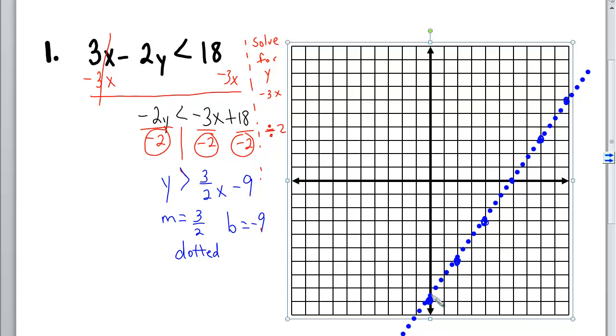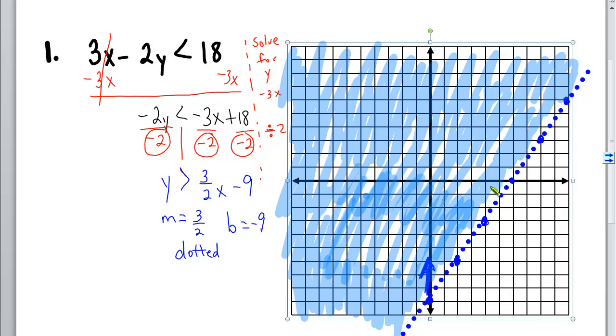You always start at the beginning ordered pair, which in this case is negative 9. Since the inequality is greater than, draw an arrow up from the beginning ordered pair. The side that your arrow is on is the side that you shade. You might want to bring out your colored pencils, and this is the side that we shade.